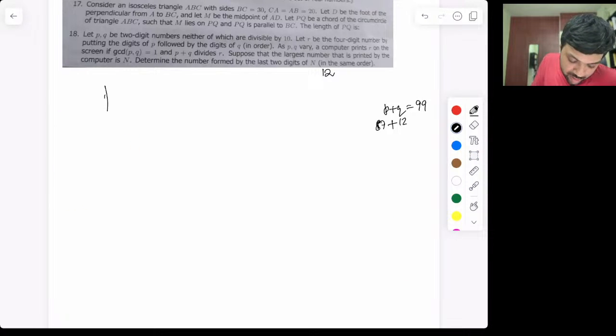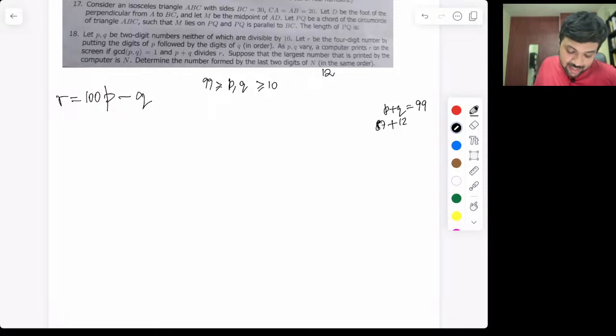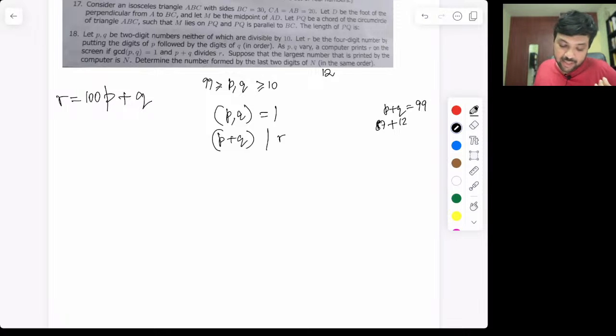So you write two numbers p and q and you make it into r, which is a 4-digit number. P and q are 2-digit numbers. So p and q are greater than or equal to 10, less than or equal to 99. And you write down the number 100p plus q, which is r, which is essentially writing p and q as a 4-digit number. Now the computer is printing this continuously, as long as GCD of p comma q is 1 and p plus q divides r. Suppose the largest number that is printed by the computer is capital N, what are the last 2 digits of n? Okay, so that's the question.